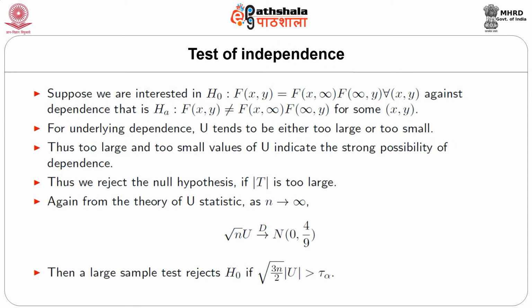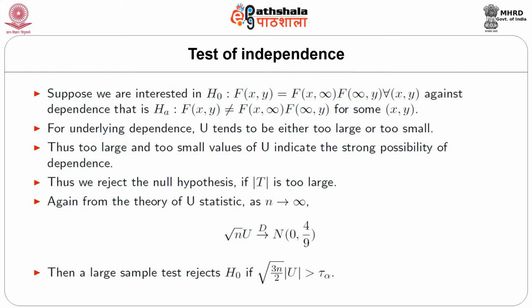independence. Suppose we have samples from some bivariate population and we are interested in testing independence. That is, our null hypothesis in this case is F(x, y) equal to F(x, infinity) multiplied by F(infinity, y) for every x, y against dependence. Now, one can note that this F(x, infinity) is nothing but the marginal distribution function of X and F(infinity, y) is nothing but the marginal distribution function of Y. So, under dependence, U tends to be either too large or too small. Thus, too large and too small values of U indicate the strong possibility of dependence.